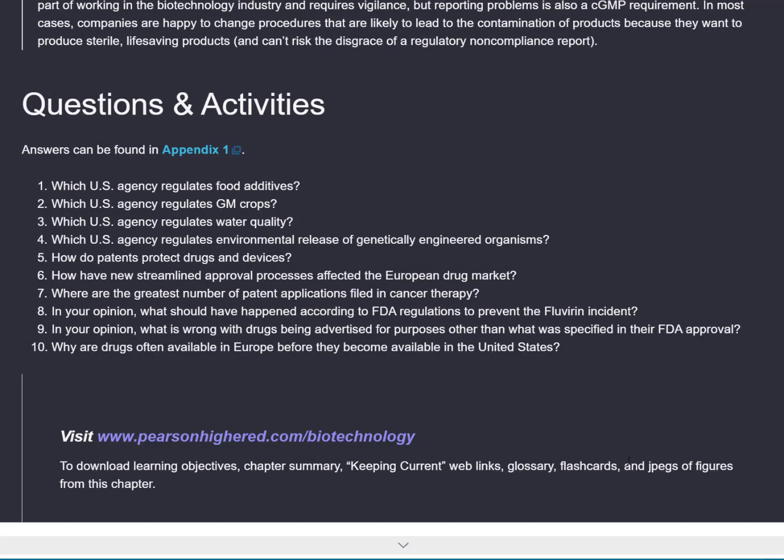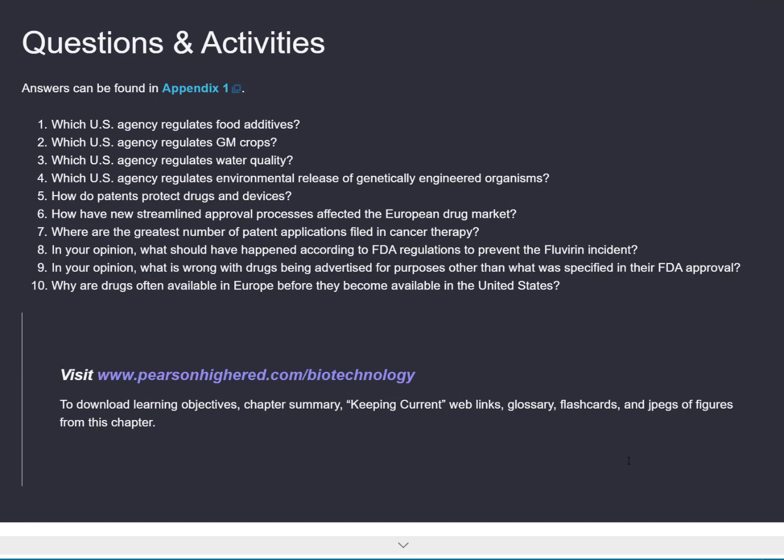Questions and activities. Answers can be found in Appendix 1. Which U.S. agency regulates food additives? Which U.S. agency regulates GM crops? Which U.S. agency regulates water quality? Which U.S. agency regulates environmental release of genetically engineered organisms?